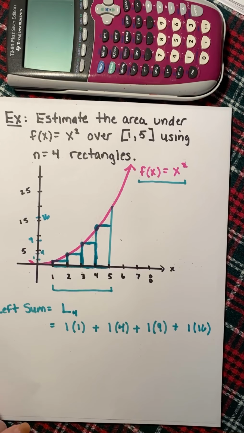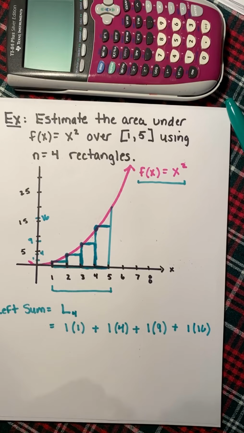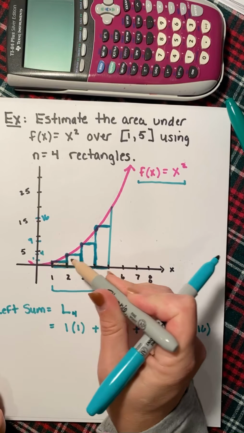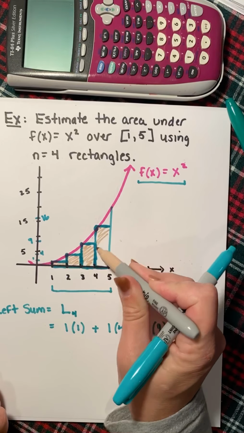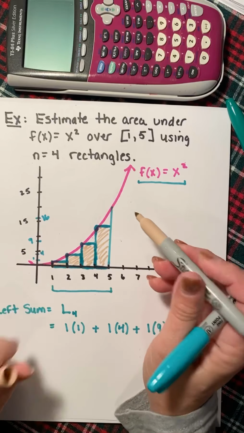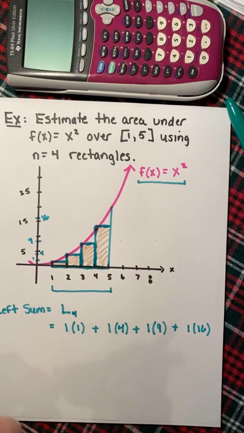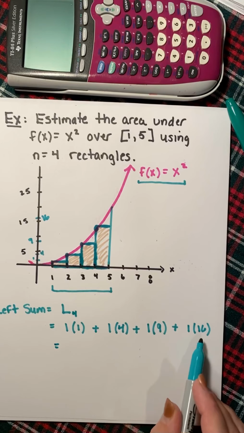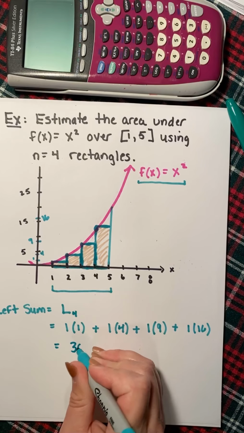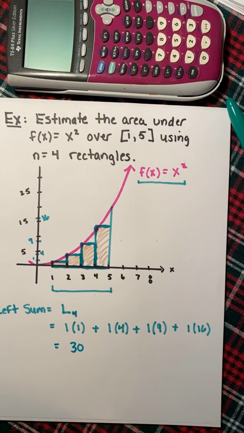So this, let me use a light color. Let's see, so this, we're using this area to estimate the area under the curve. So notice we're missing a little bit. So in this particular case, the area under the curve using left rectangles is going to be an underestimate. So if you add 1 plus 4 plus 9 plus 16, you get an area of 30 units squared. We don't know what the units are, so we're not going to even put them in there. So that's how we would find a left sum.